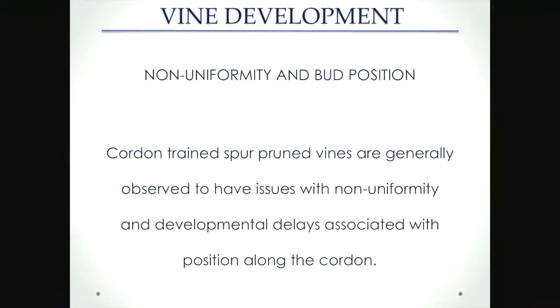When these forms of variability are serious enough, growers are sometimes forced to harvest in multiple passes, or maybe leaf thin or cluster thin in multiple passes, and it becomes an economic issue in addition to being a quality-based issue.